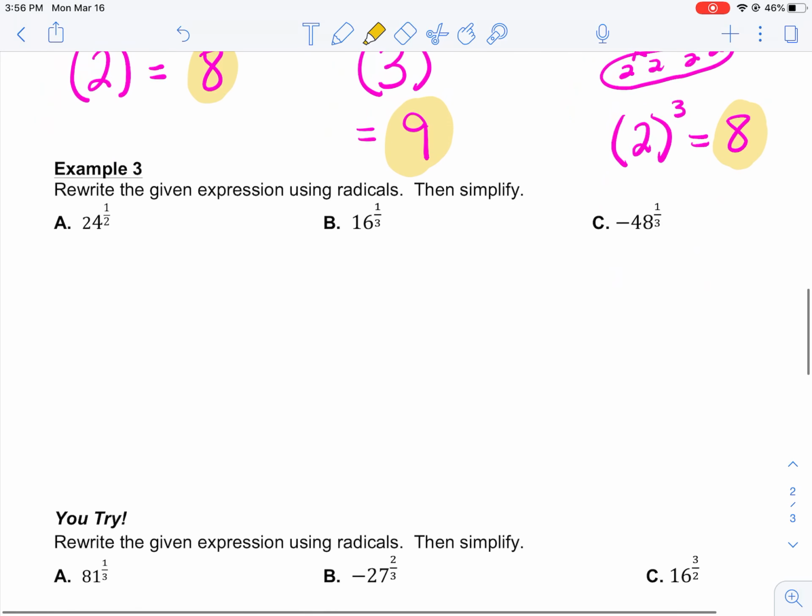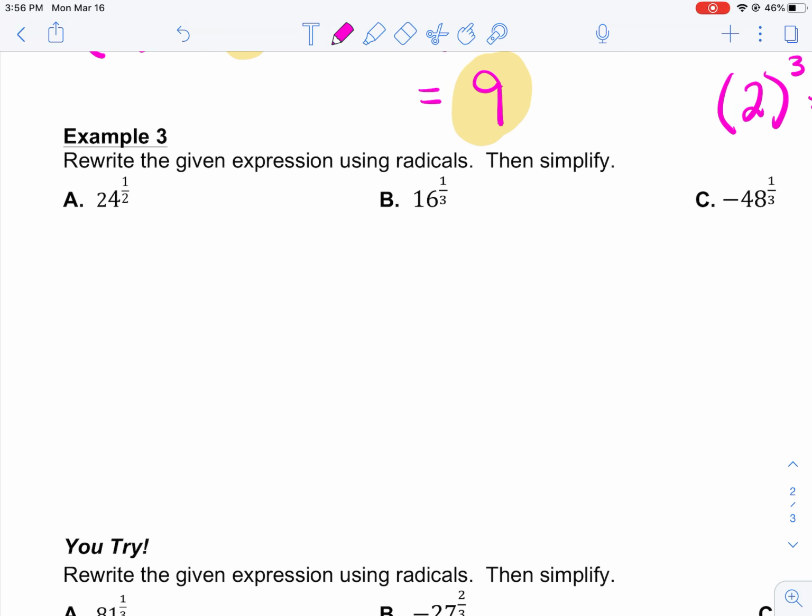In the last set of examples, you're going to notice that our answer is not going to be a whole number. We're going to have to simplify our radical. So, 24 to the 1/2 power. It says rewrite using radicals and then simplify.